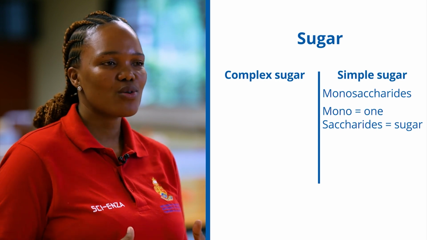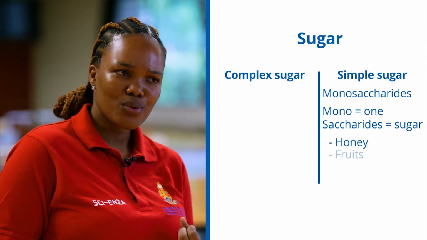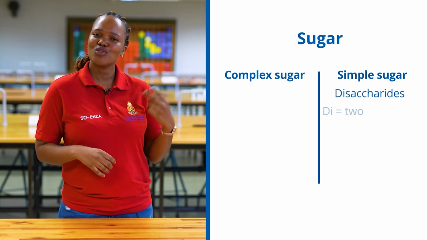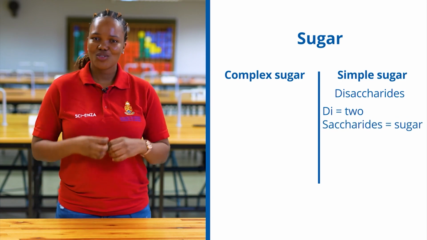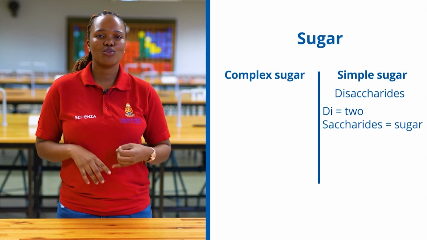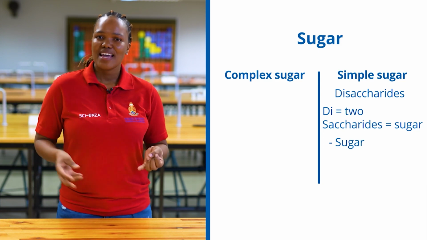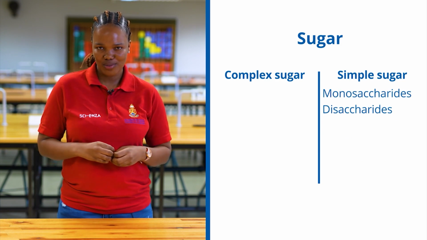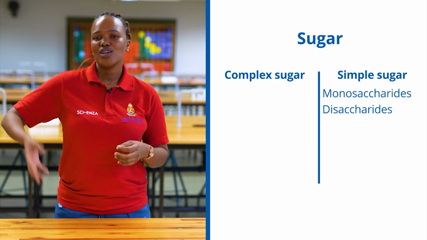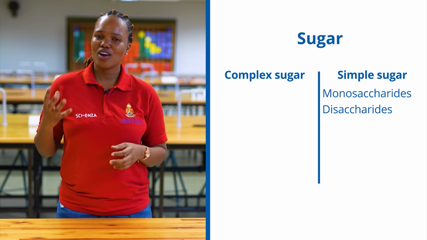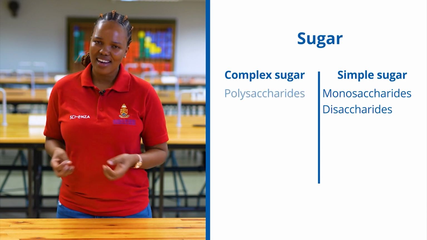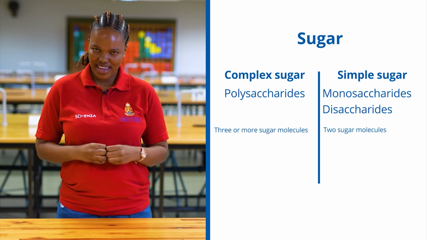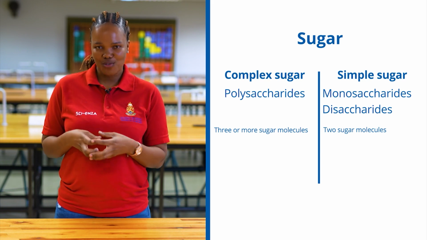Examples of monosaccharides would be honey, fruits, or milk. Then we have the disaccharides. Di means 2, saccharides means sugar. Under disaccharides, the example would be the sugar that we put in our tea, or sugar cane. These have 2 sugar molecules, right? Then we move to complex sugar. Under complex sugar, we have polysaccharides. Polysaccharides are 3 or more sugar molecules together. And this is where starch is formed.